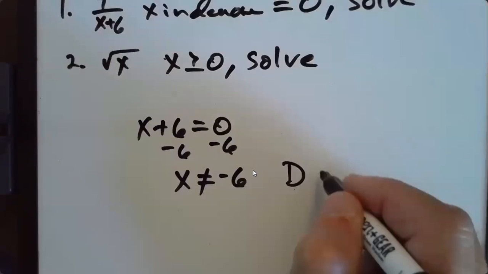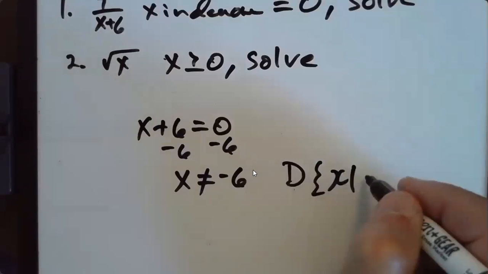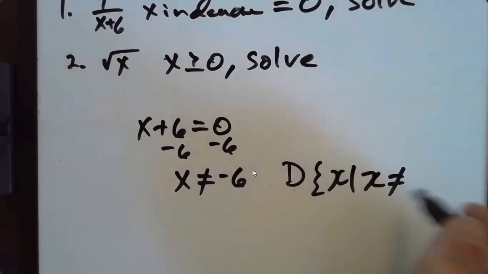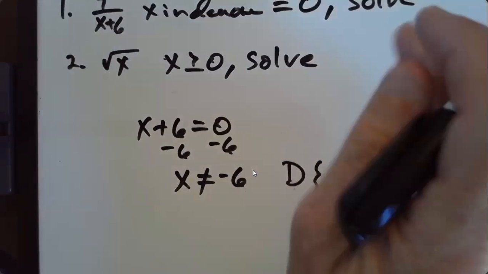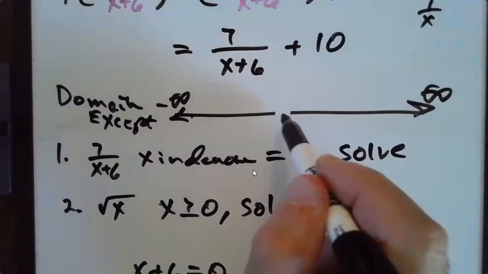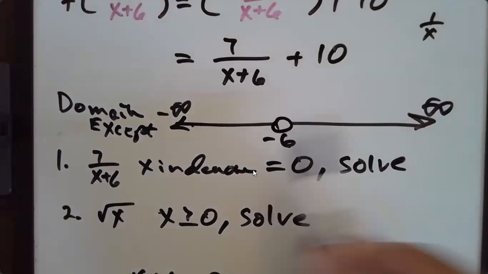So our domain is all values in set x such that x is everything except -6. So basically, it's like we put a hole here. The domain is everything else except for -6.